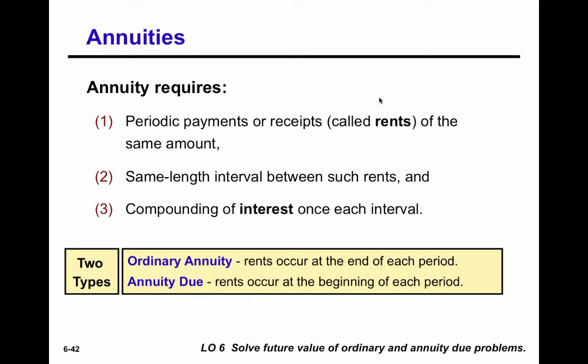An important concept down at the bottom of this slide is that there are two types of annuities, what's referred to as an ordinary annuity and an annuity due. With an ordinary annuity, the rents, the payments, or the receipts occur at the end of each period. And with an annuity due, the rents occur at the beginning of the period. The table that you have in your textbook is for the future value and present value of an ordinary annuity, not an annuity due. But I will show you how you can utilize the ordinary annuity table to determine the solution for an annuity due type of problem.